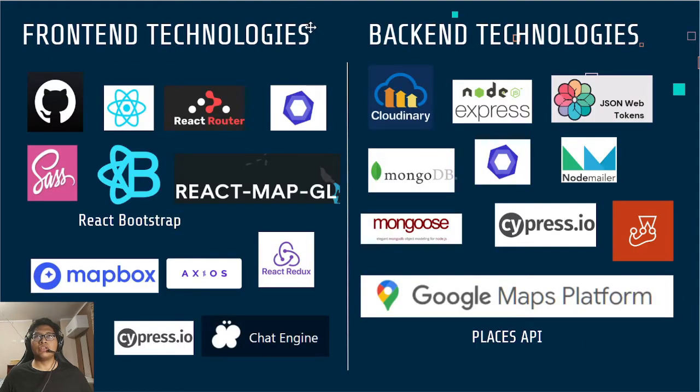And for the front-end technologies, I use GitHub, React, React Router, Slint, SAS, React Bootstrap, React Map GL, Mapbox, Axios, React Redux, Cypress.io, and Chat Engine. And for the backend technologies, I use Cloudinary, Node.js, Express, JSON Web Tokens, MongoDB, Mongoose, Slint, NodeMailer, Cypress.io, and Jest for testing too. And the Places API from Google Maps to load the places near the user location.